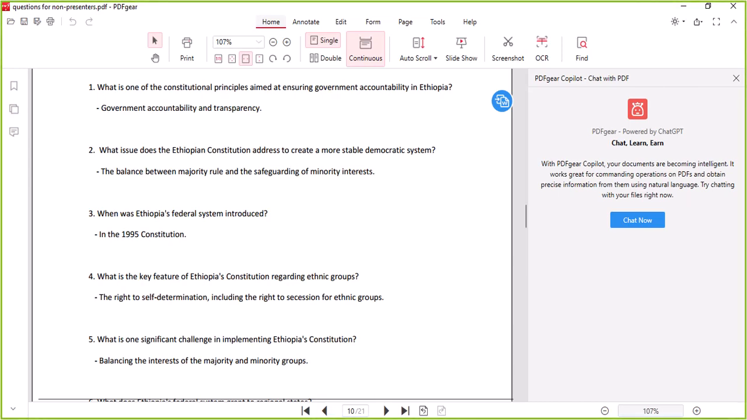Shada, make it closer. What is the key feature of the Ethiopian constitution regarding ethnic autonomy? What is one significant challenge in implementing the Ethiopian constitution?